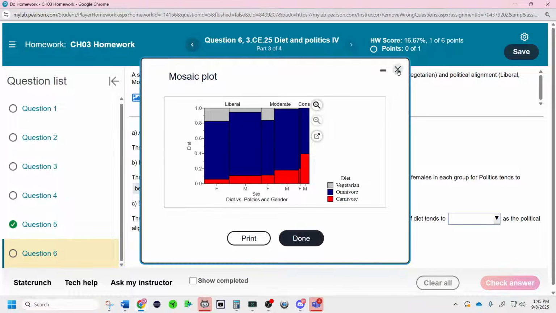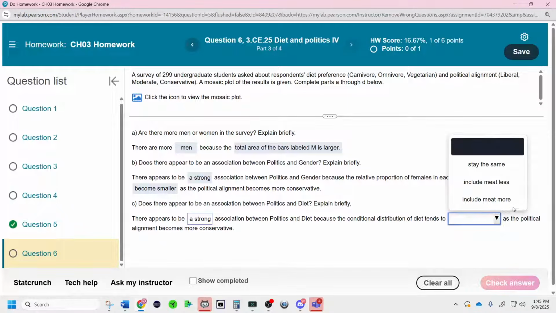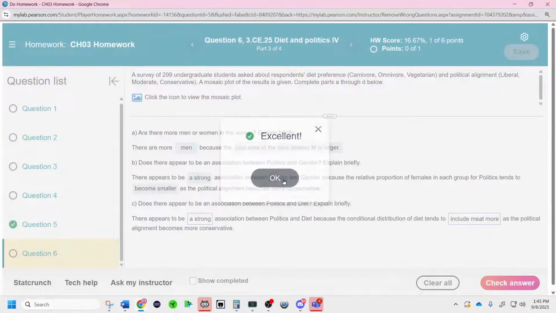Doesn't mean they are. It just means they're more likely. That's what association is. There's a strong association as you go towards conservative includes more meat.